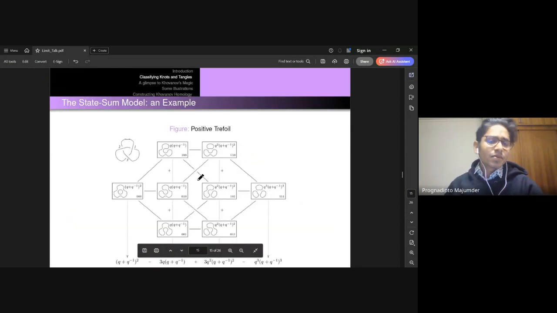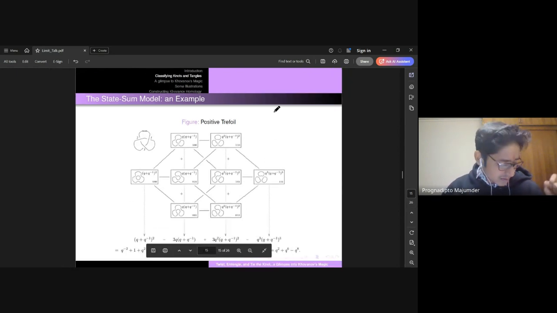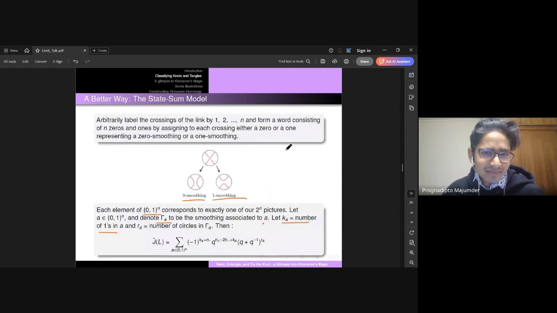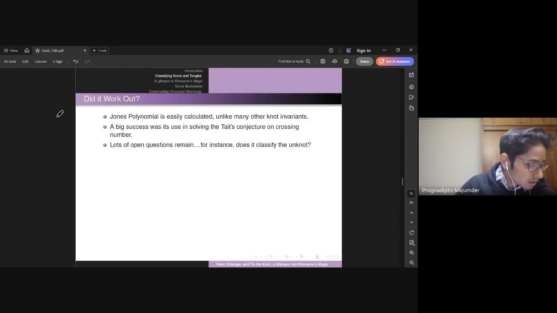Okay, anyway. Here I've attached the computation for the trefoil, but maybe I'll do the computation for the Hopf link because that's easier. And this proof is easy. Looking at it this way, you can prove it just by induction. So, let me do it for the Hopf link. The Hopf link was something like this.